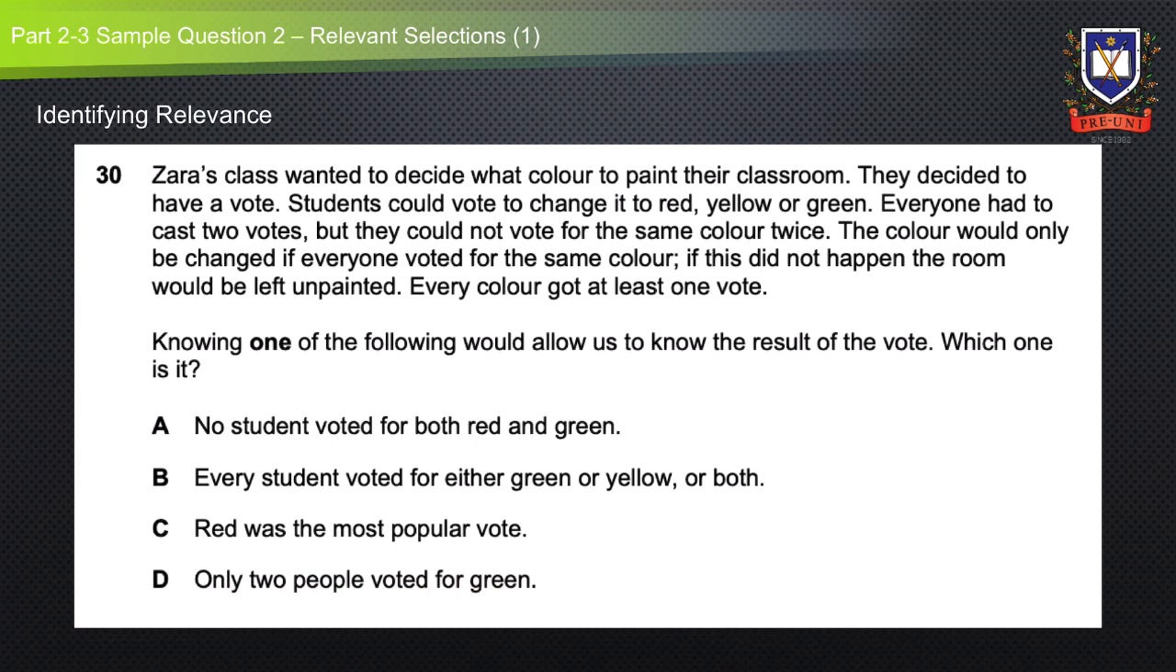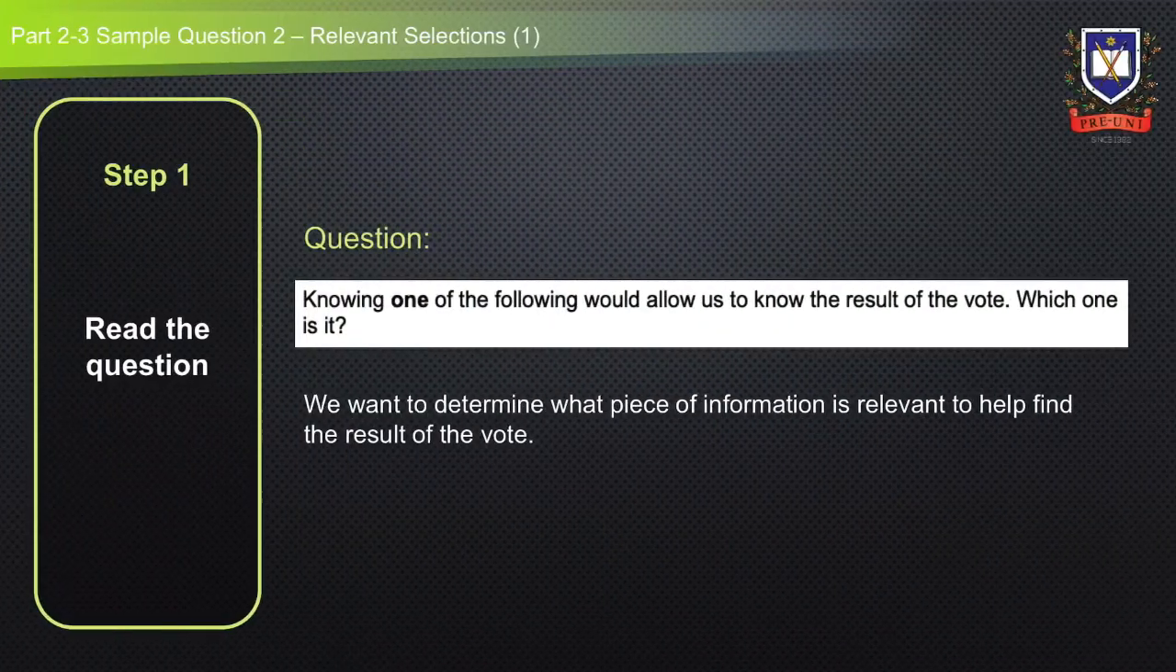Then, let's apply the general approach method to solve this question. So the first step is to read the question and determine what it is asking. Since it is asking, knowing one of the following would allow us to know the result of the vote, which one is it? We want to determine what piece of information is relevant to help find the result of the vote.